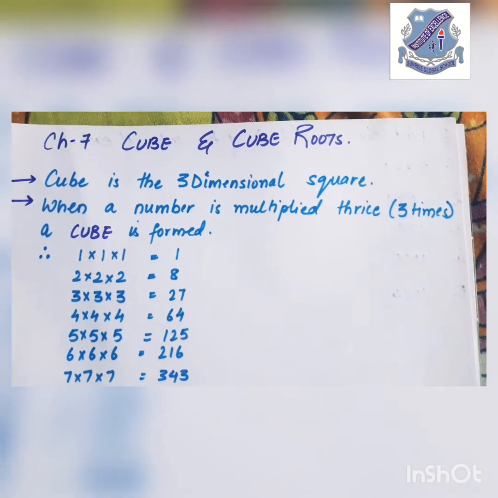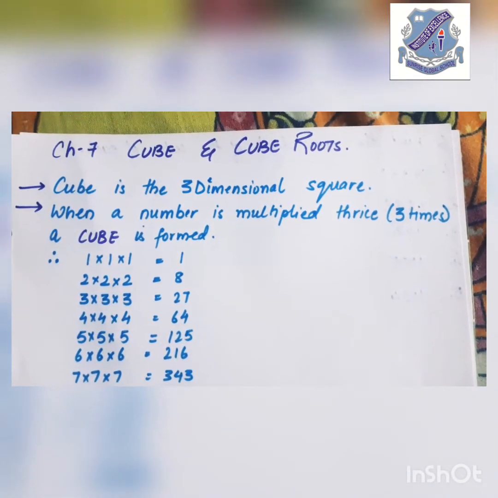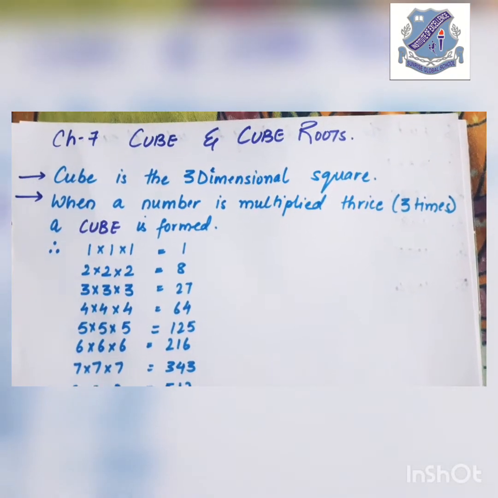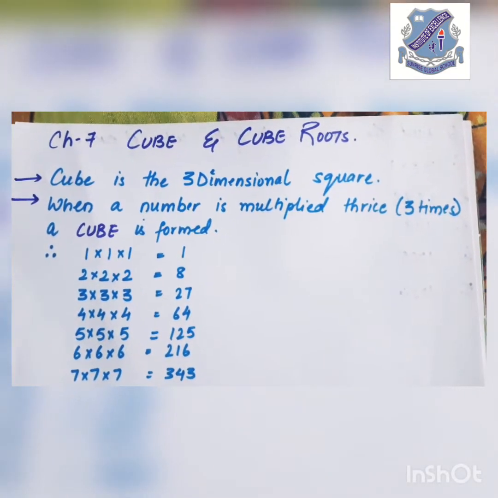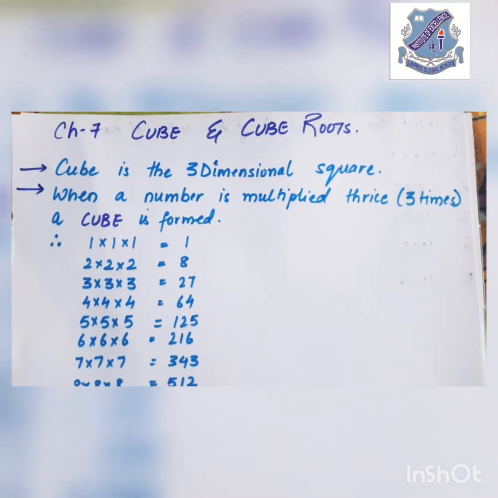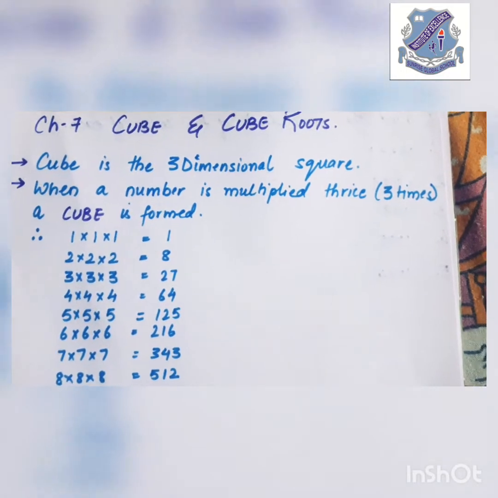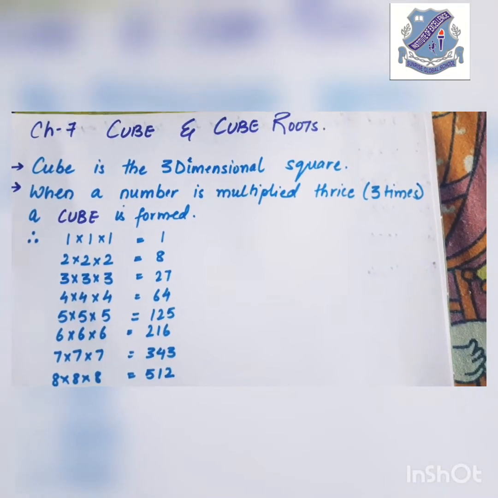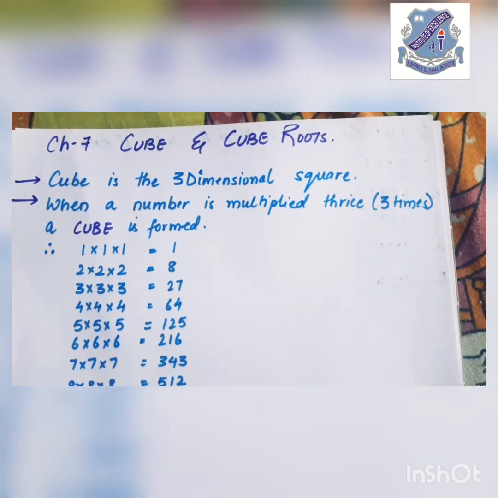So students, the chapter before this, chapter number 6, was square and square root. We have already covered that chapter, and chapter number 7, the cube and the cube root, is just like a sibling of that chapter. So it will be very easy for you to understand if you have understood chapter number 6 very well, right? So the name of this chapter is cube and cube roots.